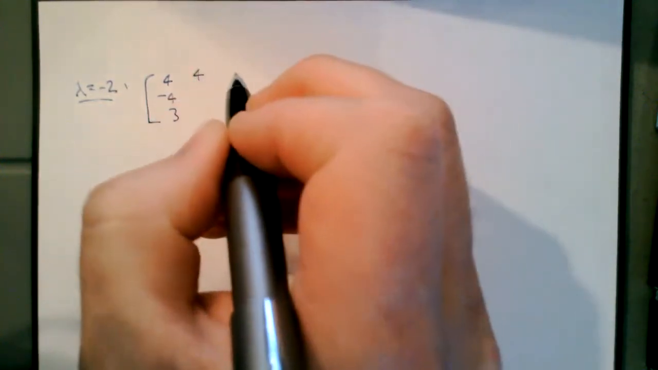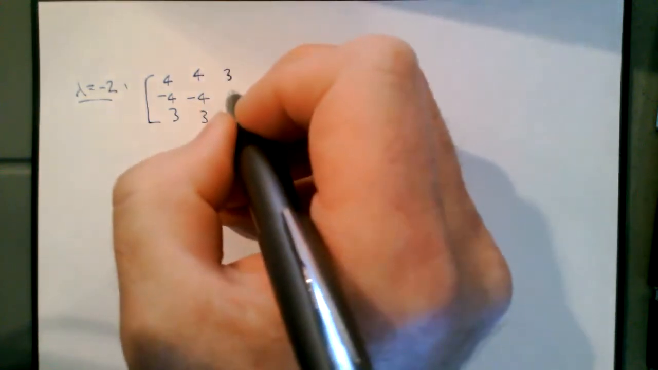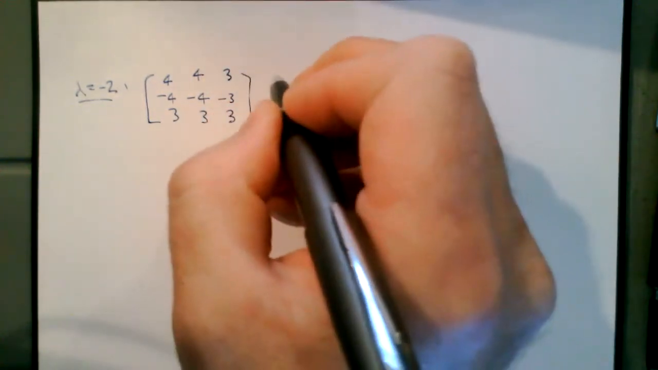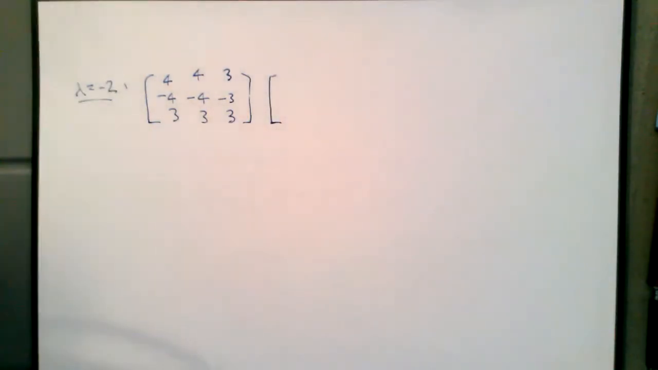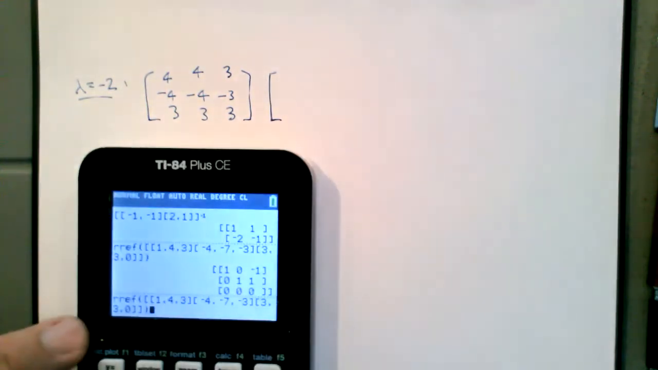So 2 plus 2 is 4, negative 4, 3. And then I'll have 4, negative 6 plus 2 is negative 4, 3. And then we'll have 3, negative 3, 1 plus 2 is 3. I'm just writing down A minus lambda I for lambda equals negative 2. And then I'll find the reduced echelon form. So I got 4, 4, 3, negative 4, negative 4, negative 3, 3, 3, 3.